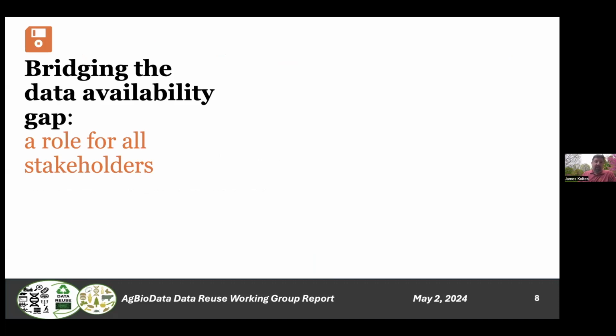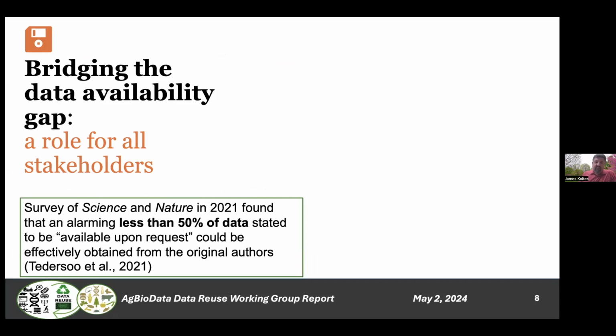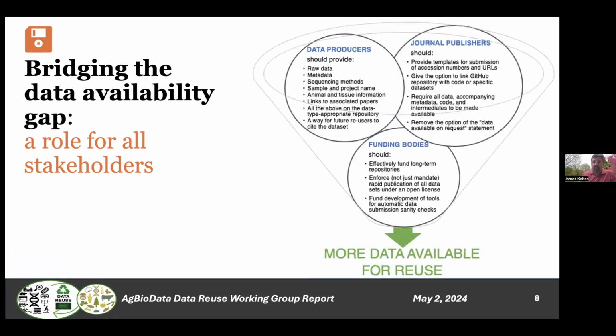So another topic really is making data available to everyone when you say it's available, or what we call bridging the data availability gap. A survey from Science and Nature in 2021 found that an alarming less than 50% of data stated to be available upon request was actually possible to be obtained, which is quite disturbing. And so really what our working group has proposed is that we need journals and particularly funding bodies to take a little bit more of an active role in making sure these data are available.